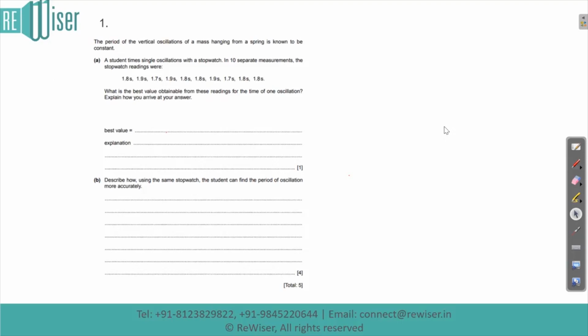A student times a single oscillation with a stopwatch in 10 separate measurements. The stopwatch readings were 1.8 second, 1.9 second, 1.7 second, like this. What is the best value obtained from these readings for the time of one oscillation? Basically, they are asking what is the time period.